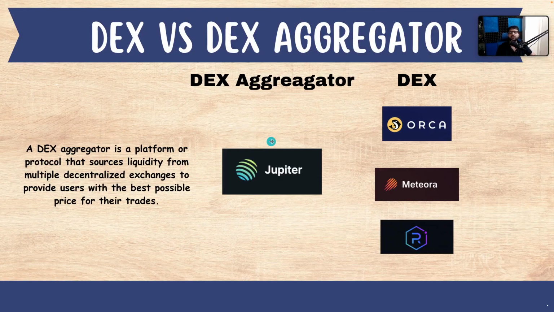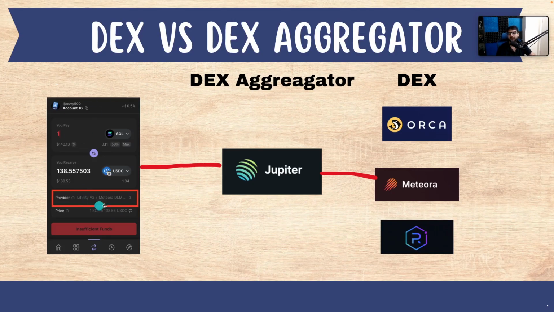This is what most Telegram bots and most wallets use to do swapping. If you ever do a swap in Phantom, you're actually going via Jupiter to find, for example, in this case, Liquidity and Meteora, which are the two DEXs you are using in this specific trade. You might put half of the order on one DEX and the other half on the other DEX, right?